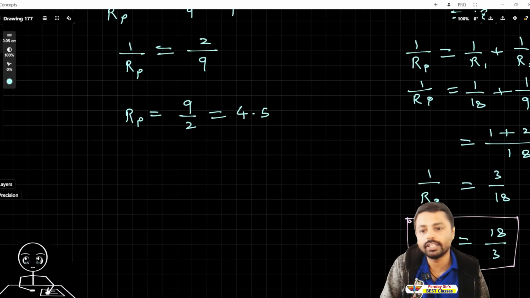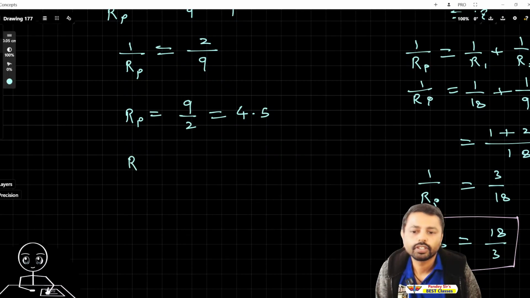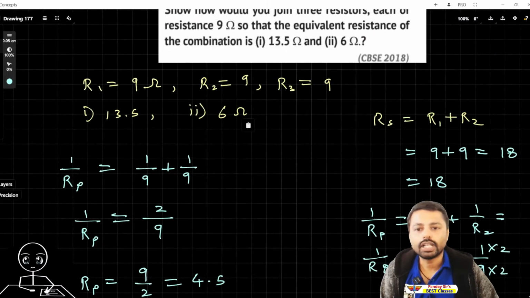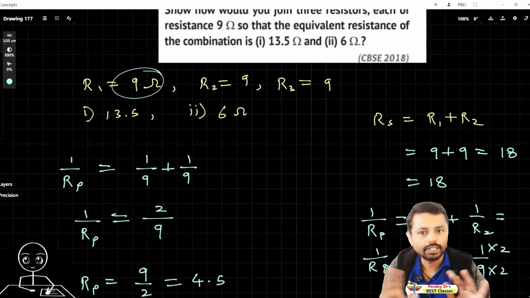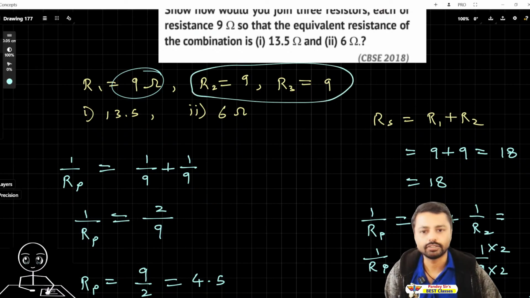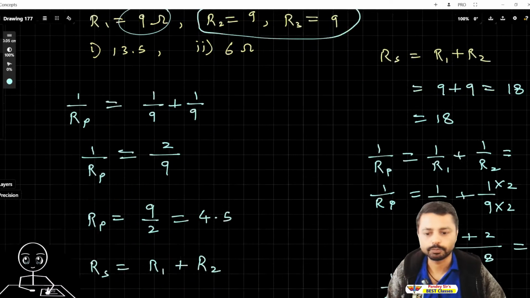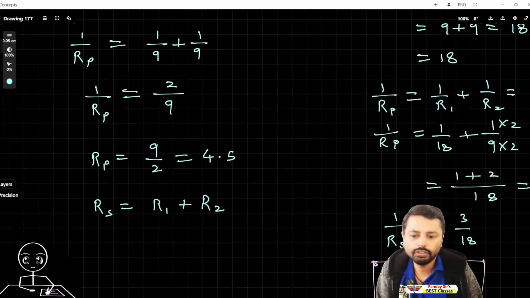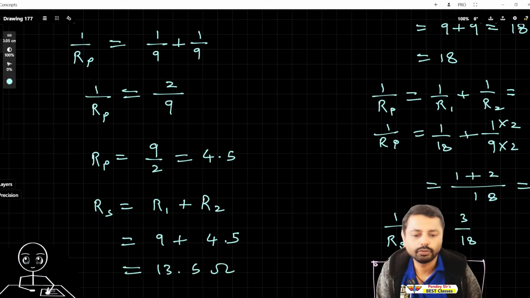Now if we add them, RS equal to R1 plus R2. Now our R1, we can take one of the 9 ohm resistance, and these two will become RP, resistance in parallel. I will show with the diagram also. So it will become 9 plus this one 4.5, which is exactly 13.5 ohm.